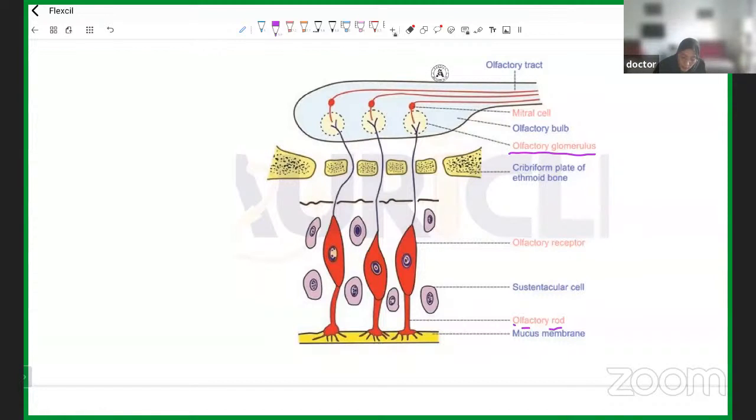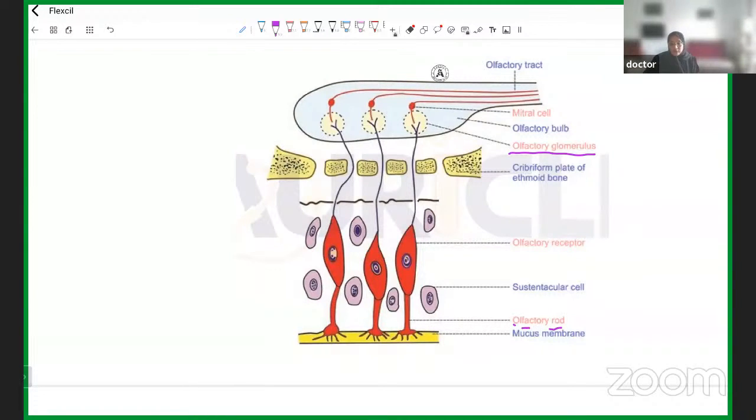And from the olfactory glomerulus, it will pass on to the olfactory tract. Okay, so you have to remember the steps. You just draw the diagram in the exam so that you can get marks. It's not like you have done it in physiology, so it's not required in ENT. They will ask you the pathways of the olfactory nerve, and everyone should know it.